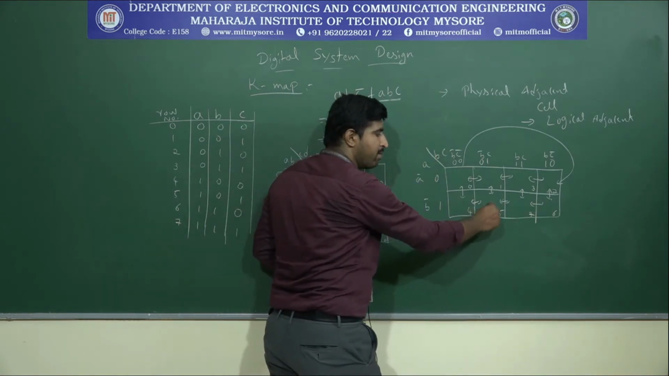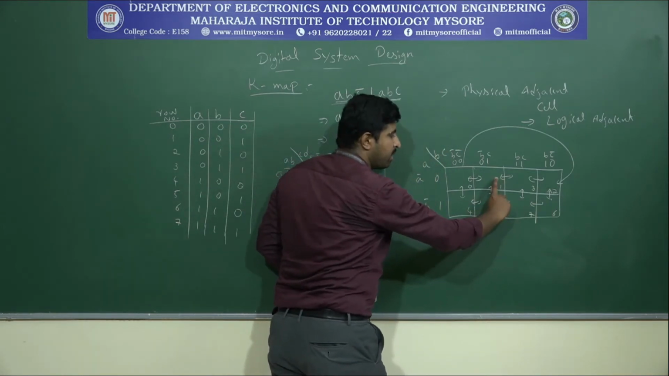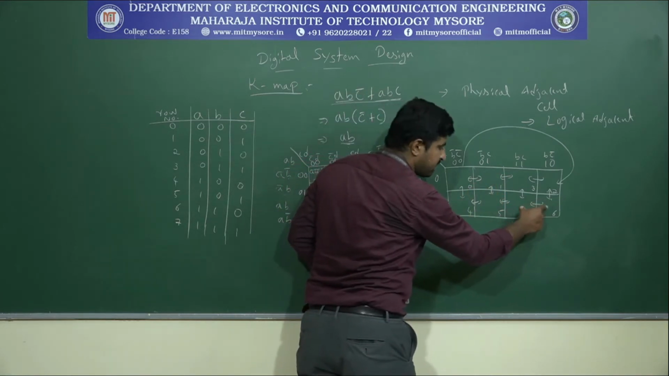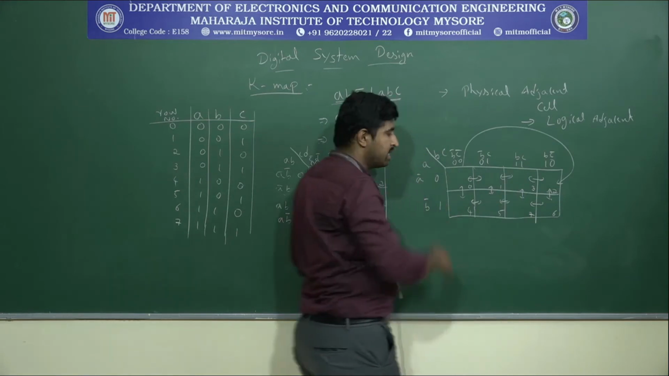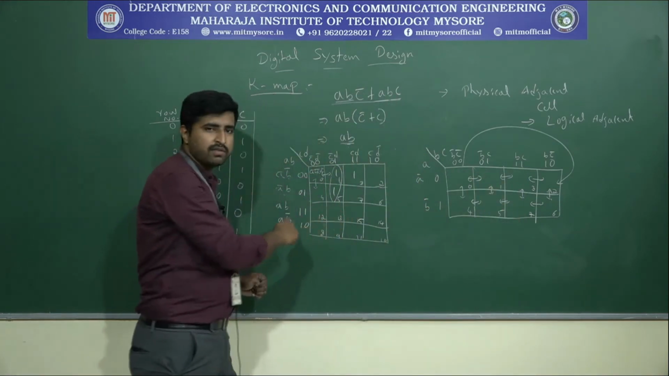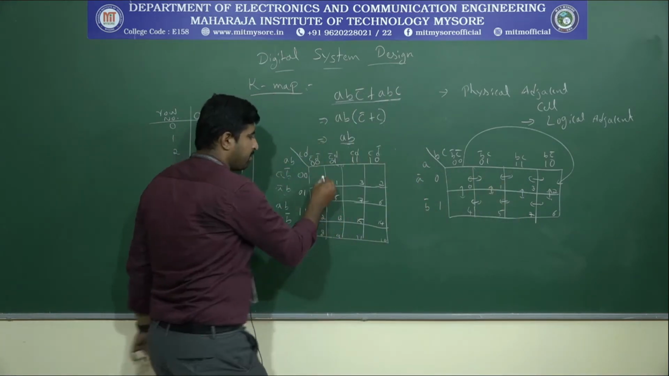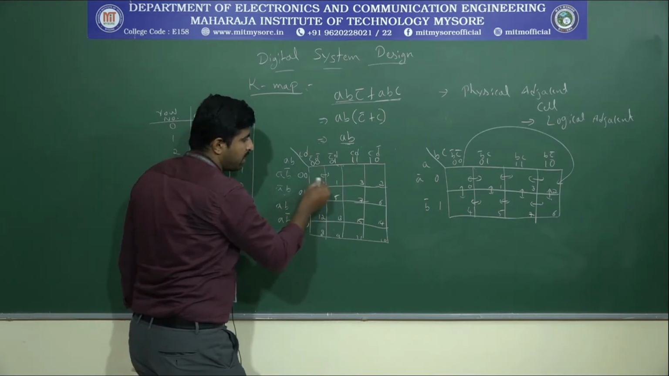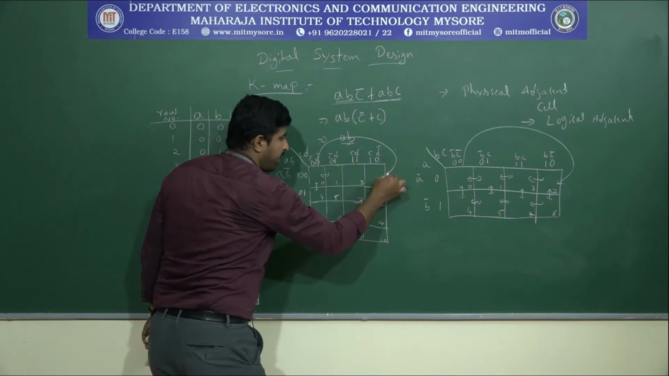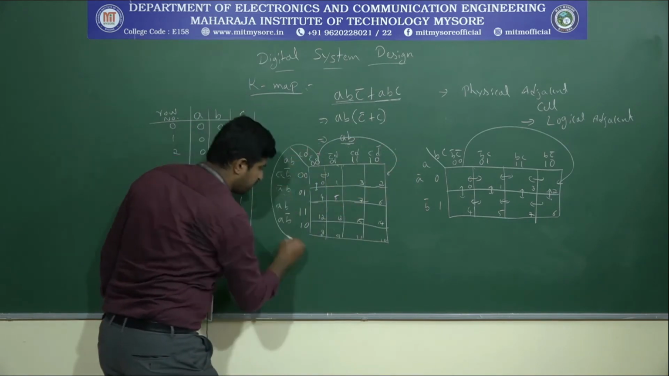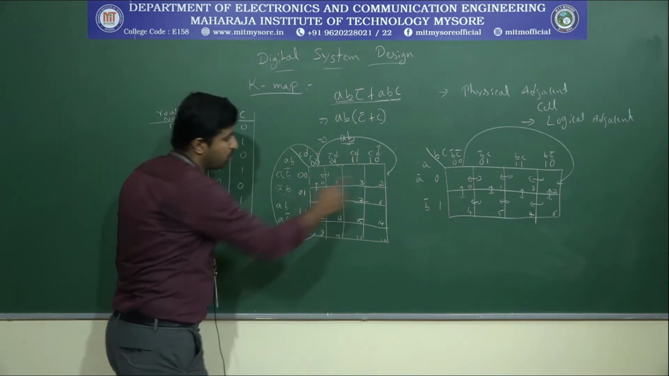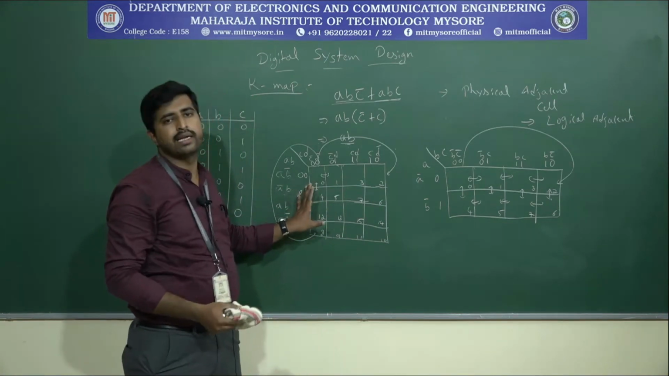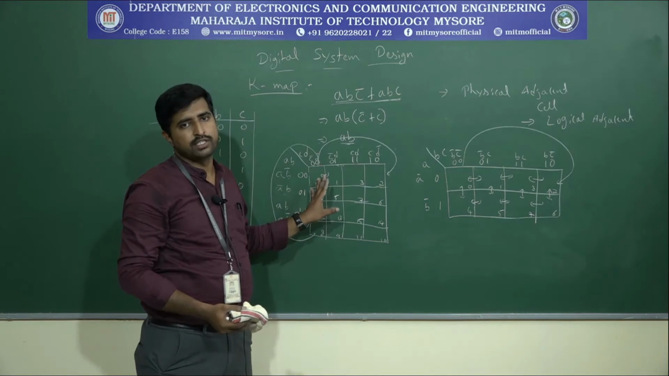Similarly, cell 5 will be adjacent to cell number 7, 1 and even to the 4. And the 7 will be adjacent to the 6, 5 and the 3. Same way for this one, which we have already told. Cell number 0 will be adjacent to cell number 1, cell number 4, and even to cell number 2 and 8. So this is how the K map and the adjacency concept works.